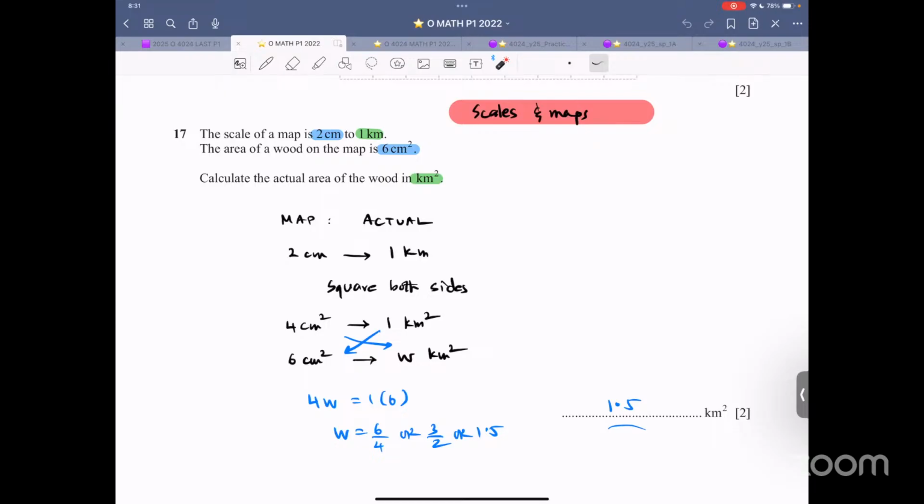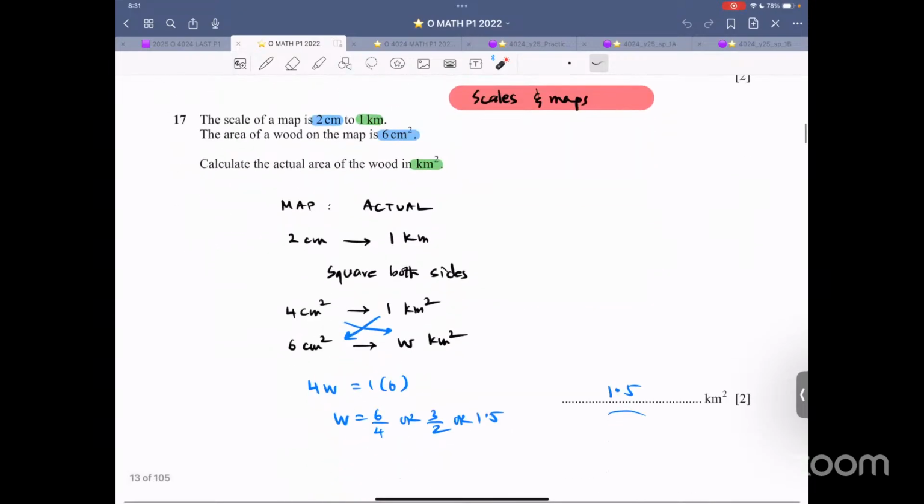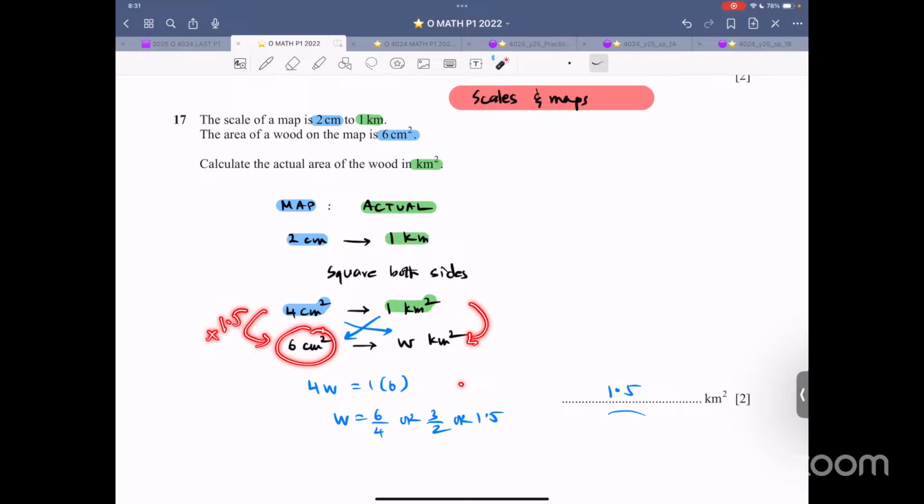Okay. Now, when we talk about scales and maps, it's a linear scale, first of all. So this is the map over here. Map is in blue color, and actual it's in green color. So the blue thing is 2 centimeters, so it becomes 4 centimeters square. Green is 1 kilometer, it's 1 kilometer square. So that is by squaring both sides. And then we have 6 centimeters square. So this is basically multiplication by 1.5, multiplication by 1.5. You can show the working, you can write down the direct answer, but better to show the working.